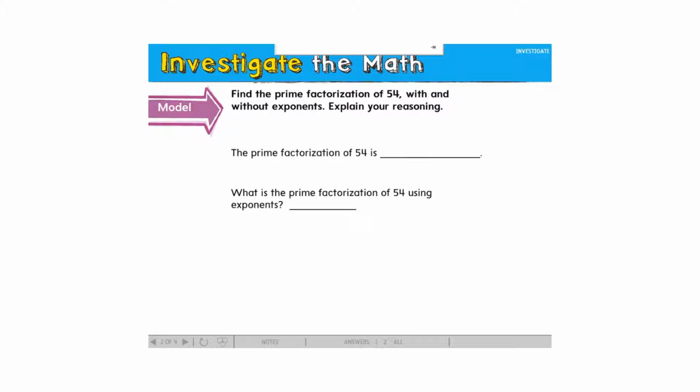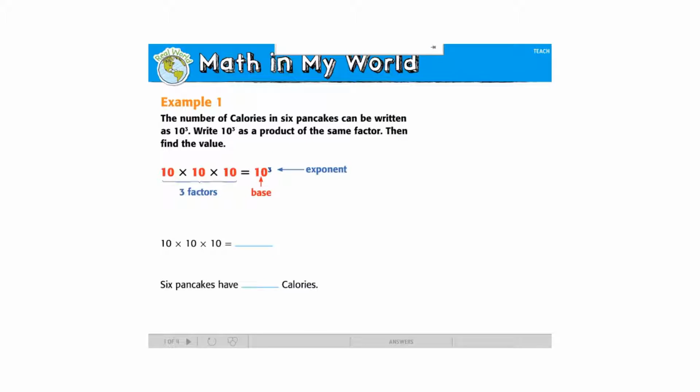Okay, so now we're going to look away from our whiteboard. Good questions. We're going to look to our math page, which is on example number 1 in your Math in My World page. Page 93.